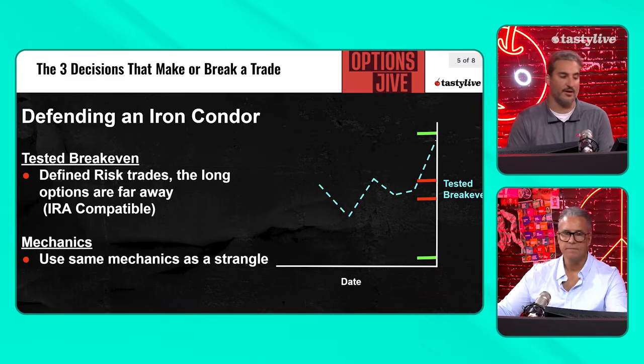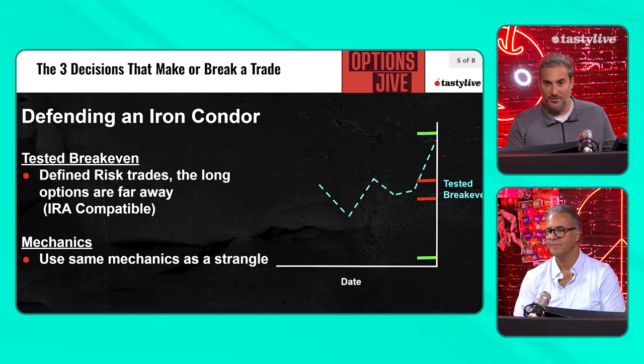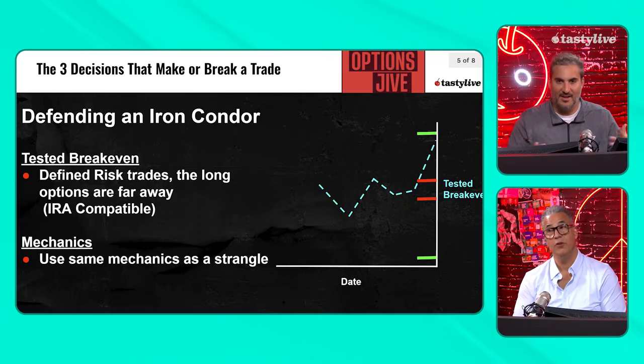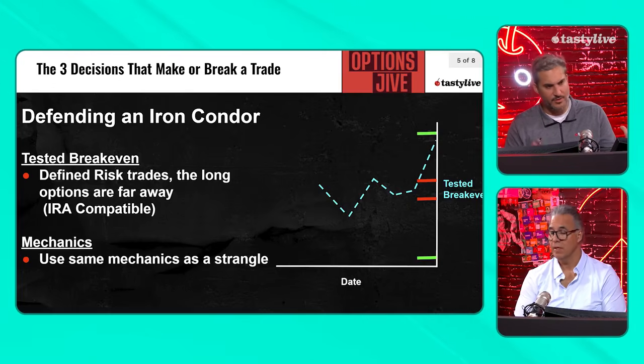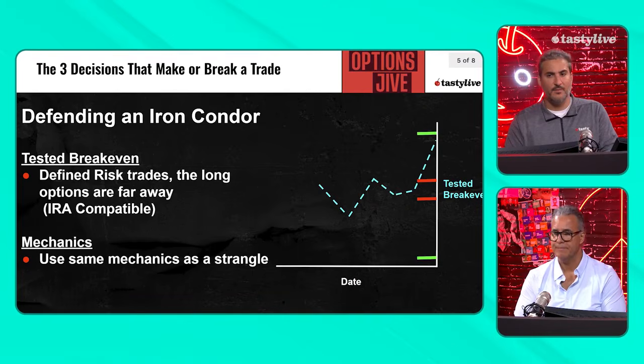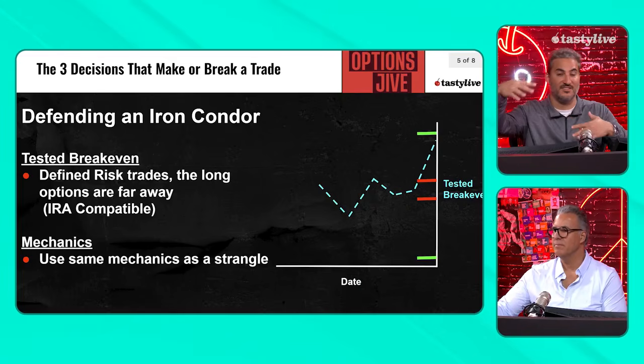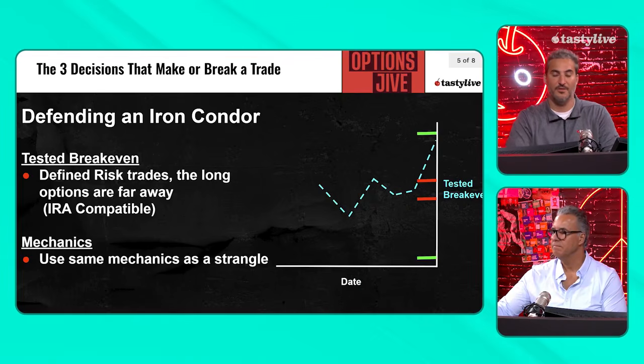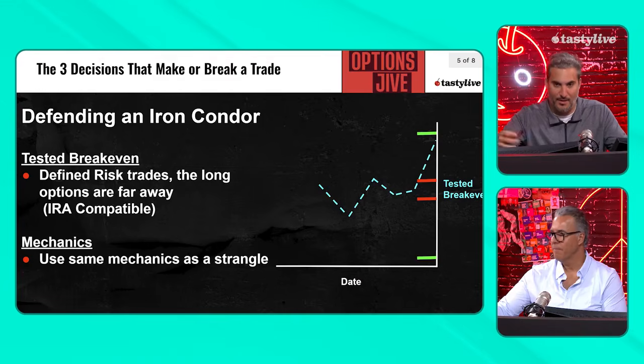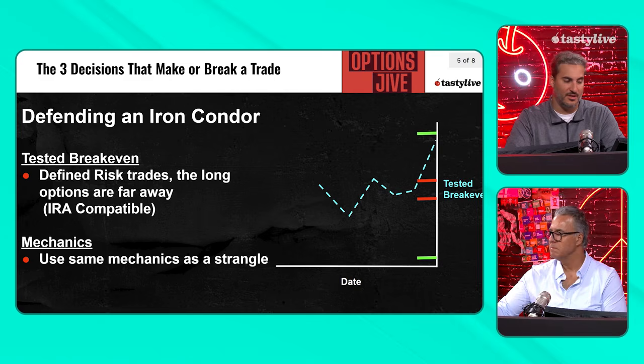So when we're defending an Iron Condor, these are defined risk trades. So you have to keep in mind that when you put the trade on, you can only lose so much, and you can only make so much. When you're giving up some of the extrinsic value to put on a stop loss, that's a synthetic stop loss. The long options are further out of the money. That is going to be relative to whatever your spread width is and how much capital you can use.